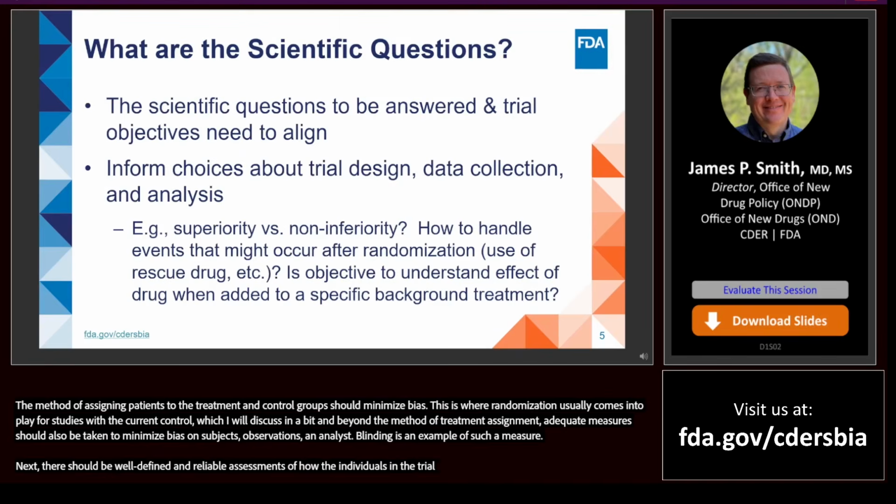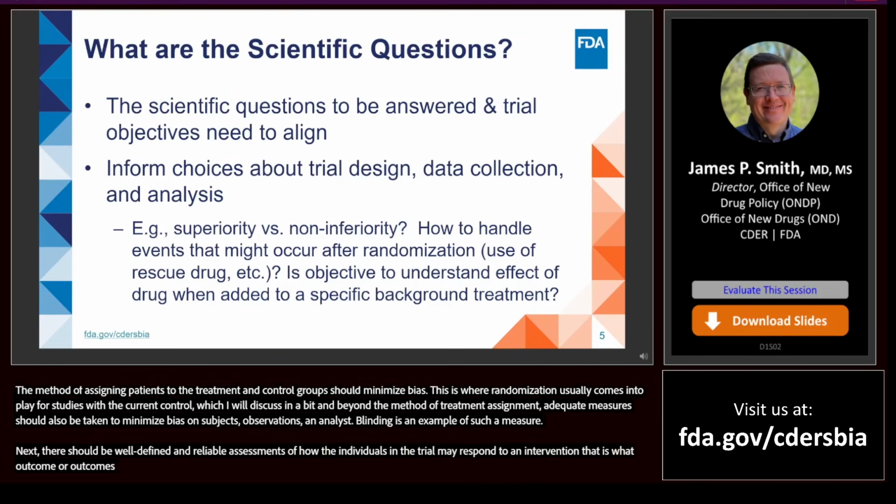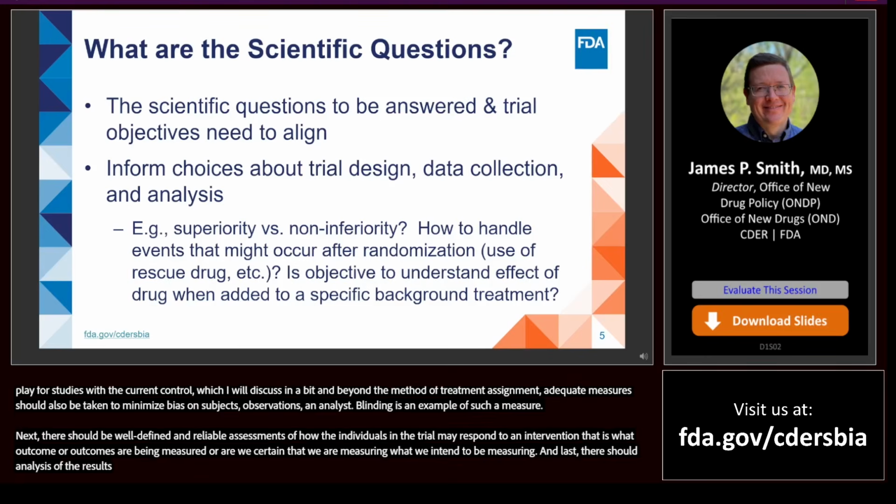So this may seem obvious, but it really can't be overstated. The scientific questions to be answered and the trial objectives need to align. So without having a really clear, specific question or set of questions, the study design choices are likely to be suboptimal, and then its results might be insufficient to answer the questions that you're trying to answer.